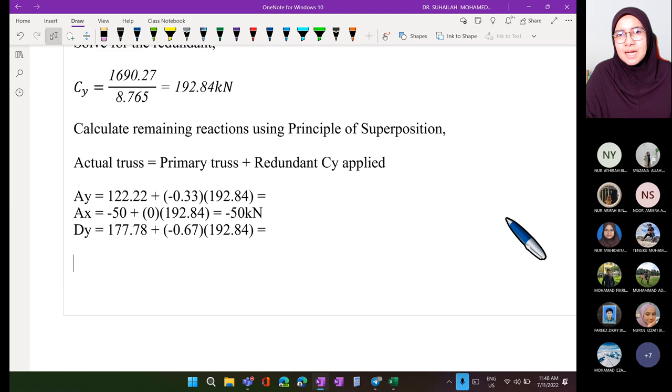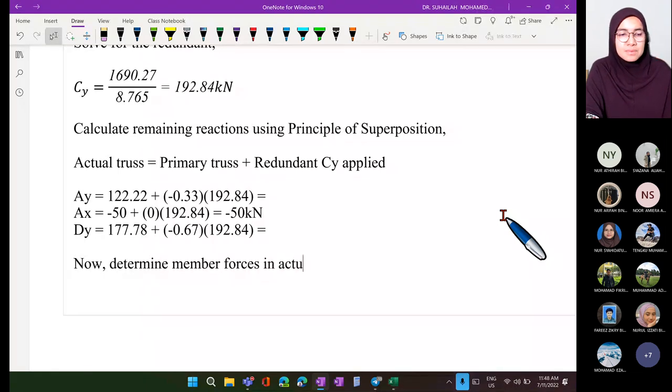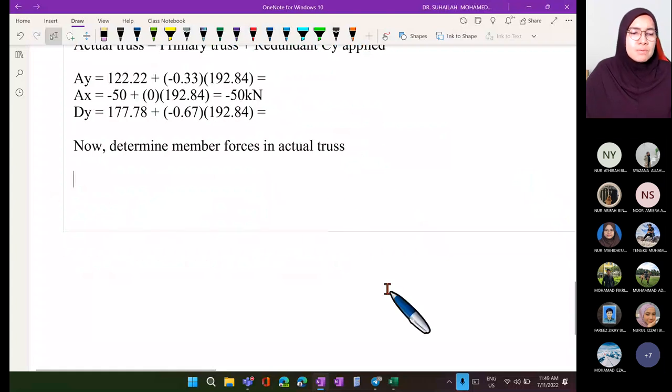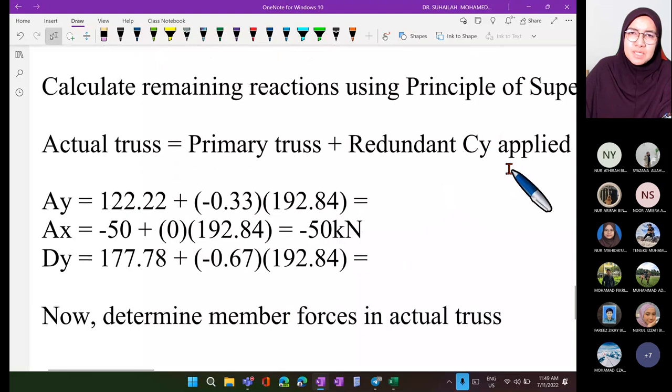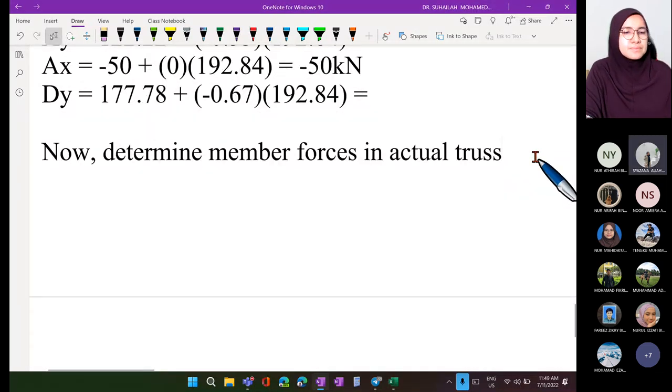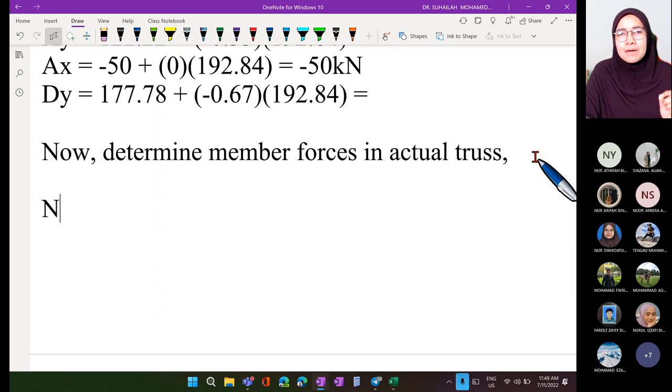Okay, last objective in Truss analysis is member forces. Okay, so calculate. Determine member forces. Of course, in actual Truss, because original is actual Truss. Okay, so what is the formula? When we want to calculate the member forces in actual Truss, do we need to use easy method again? Or we can use the principle of superposition as well? What do you think? Superposition. Yes. Because we have N naught, we have N1, and now we want to calculate N. N is member forces in actual Truss.